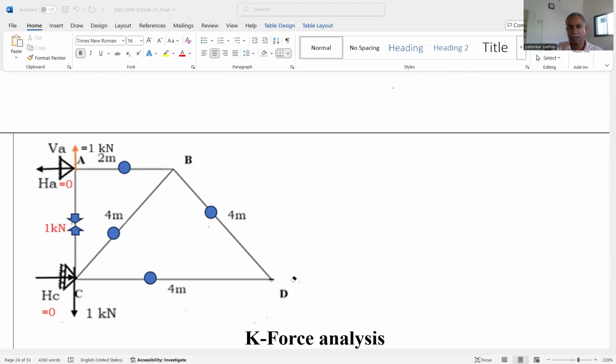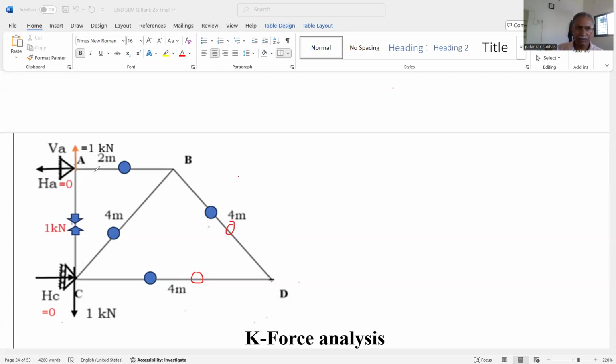After application of summation Fx, summation Fy, and moment about any point is equal to 0, or during the observation, it is observed that this 1 kilonewton is in the one vertical line, and that's why these two forces will be 0. Okay, so when we consider now the K force analysis, here clearly observe that at joint D, there is no force, and that's why force in the member BD and force in the member CD is equal to 0.